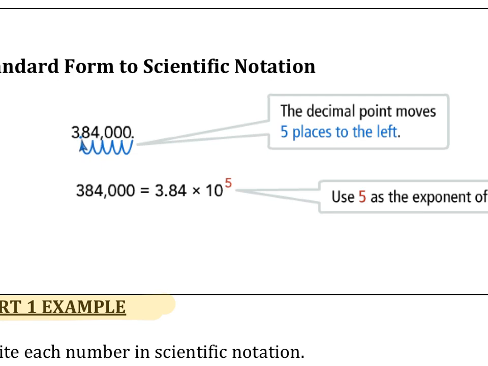Notice how the decimal point for 384,000 is currently after the last zero right there. Look how many spaces I have to move my decimal point in order to get my first number between 1 and 10, which is the rule for scientific notation.